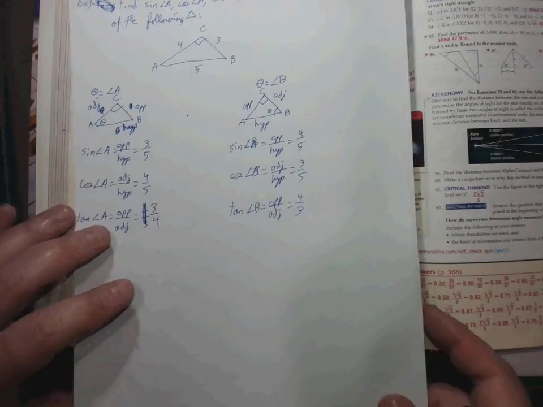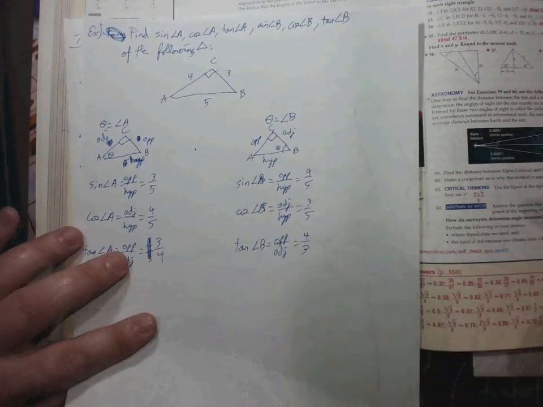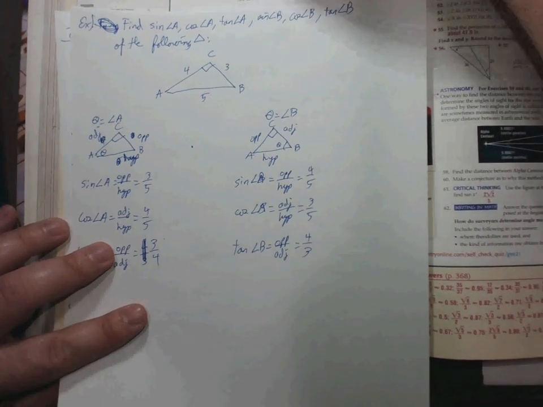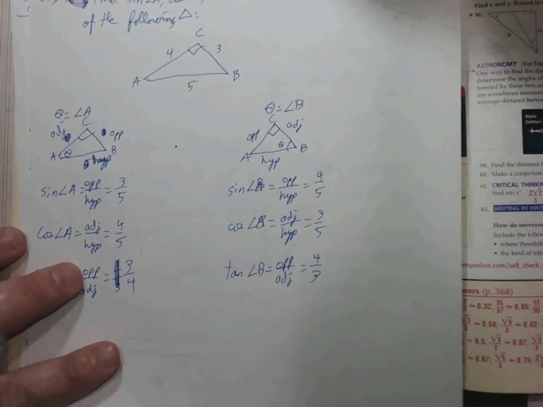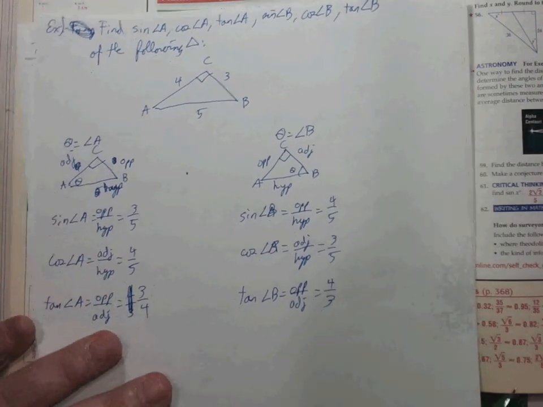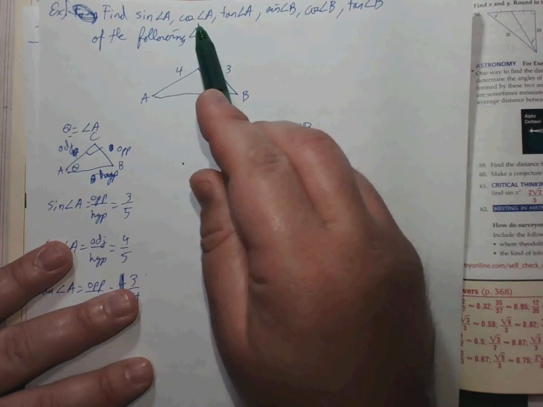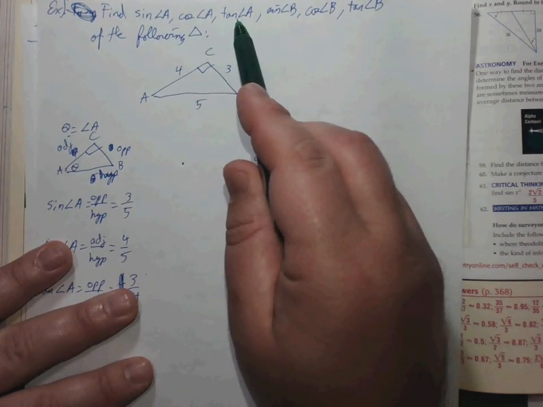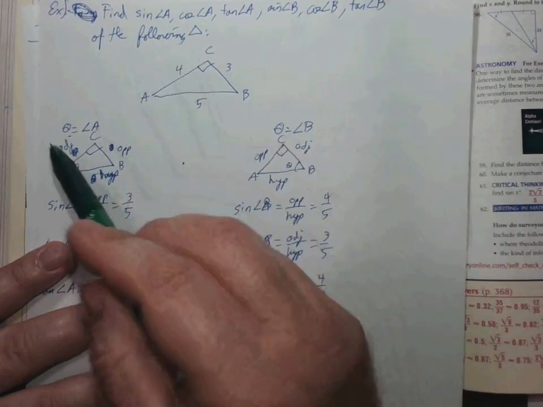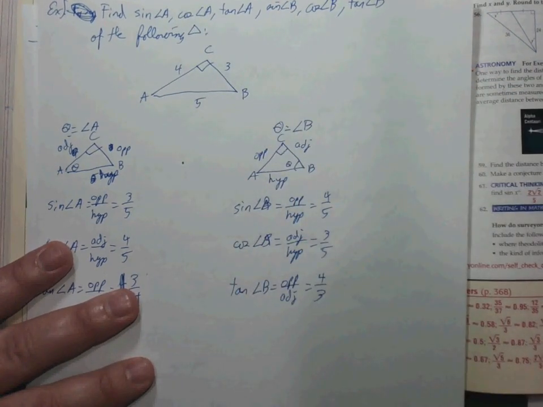Here I have a problem worked out for an example. Here we have a 3, 4, 5 right triangle, and yes, it is messy. Let me zoom in a little bit. It says find sine of angle A, cosine of angle A, tangent of angle A, sine of angle B, cosine of angle B, tangent of angle B for the following triangle. So find all three trig functions of each angle.